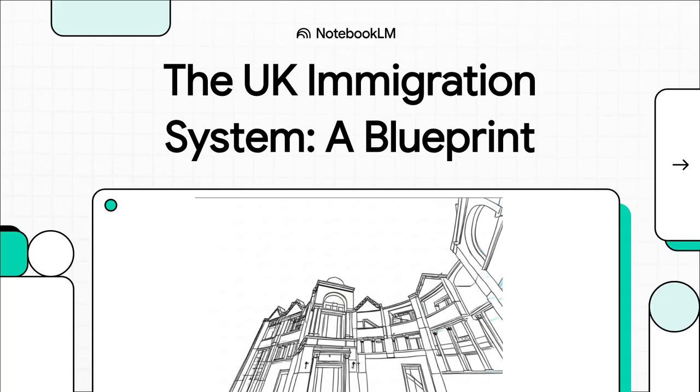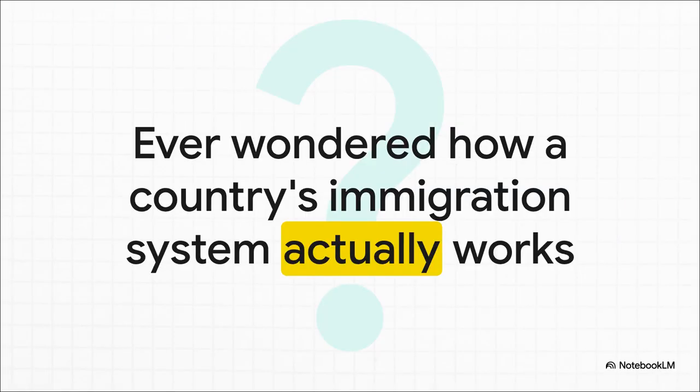Today, we're diving into one of the most complicated systems out there, immigration. If you look past all the headlines and the political noise, how does it all actually function on the ground? Well, today we're going to map out the architecture of UK immigration law. We'll do it by following a hypothetical person on their journey right through the system, from that very first application to the final goal, citizenship.